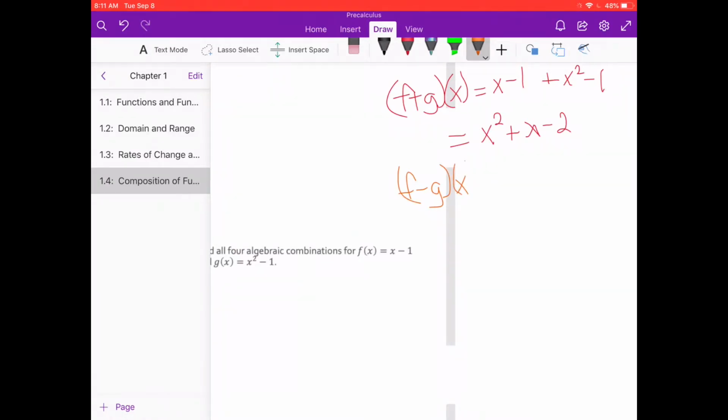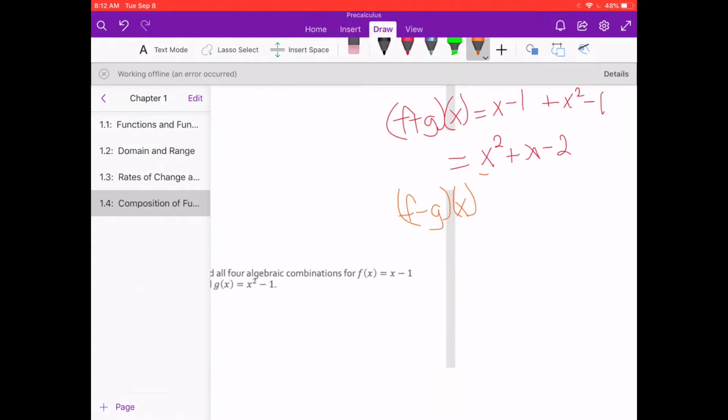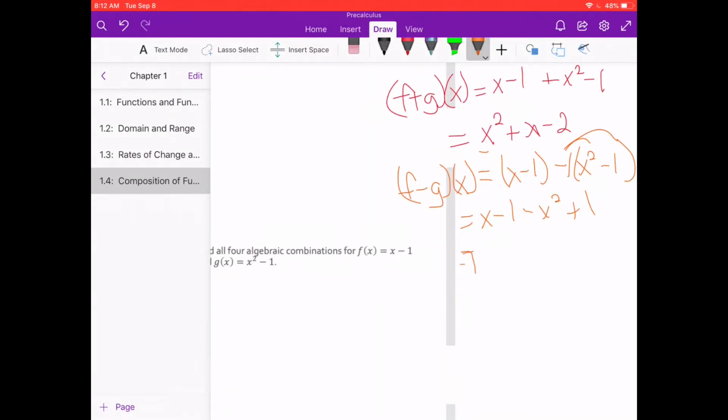With this one, it's pretty important to use parentheses. So x minus 1 minus x squared minus 1. Remember that minus means it's like a negative 1 and we have to distribute in. So we have x minus 1 minus x squared plus 1, which gives us negative x squared plus x, and then that negative 1 and plus 1 cancel out. And that's it for the difference.